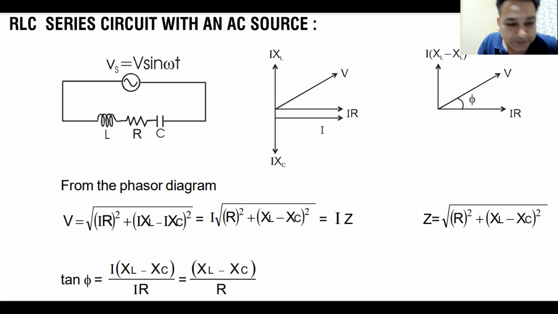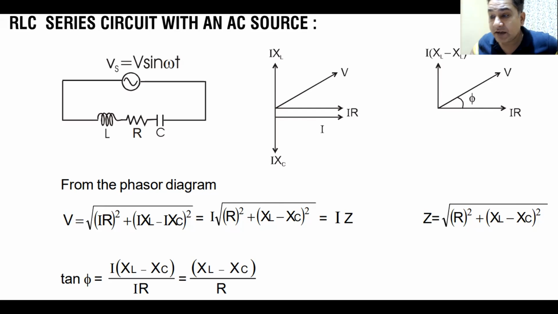Okay, now it looks good. A series LRC circuit. This is my voltage source. Everyone knows this voltage source. We have L, we have R, we have C. LRC. Now, why did I say that? If you understand this, you understand everything.